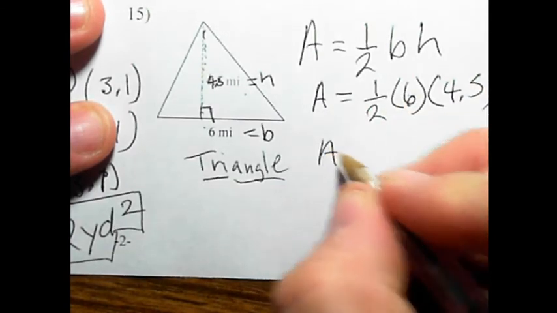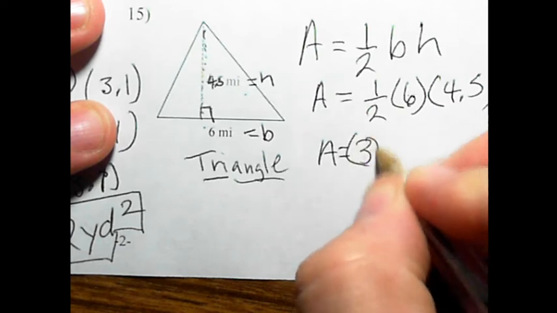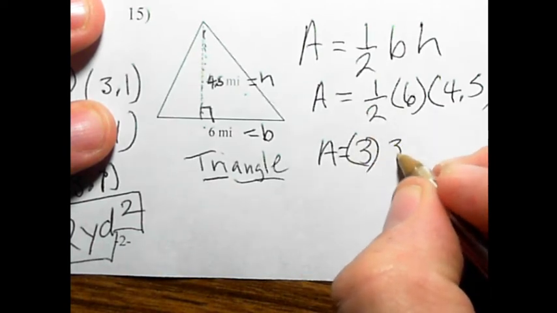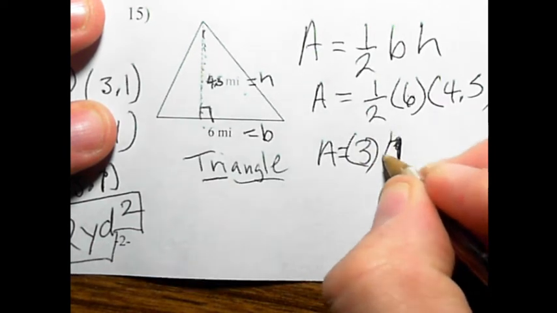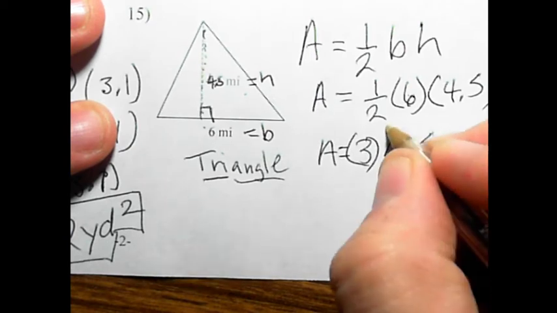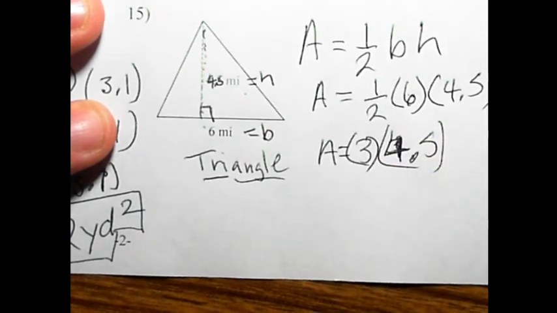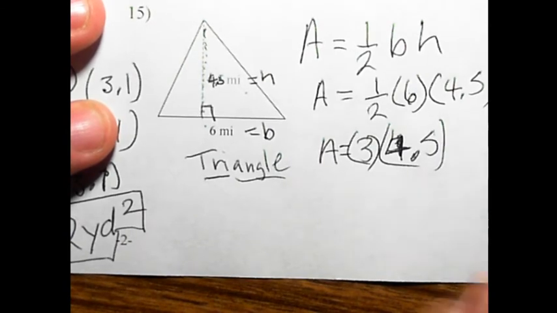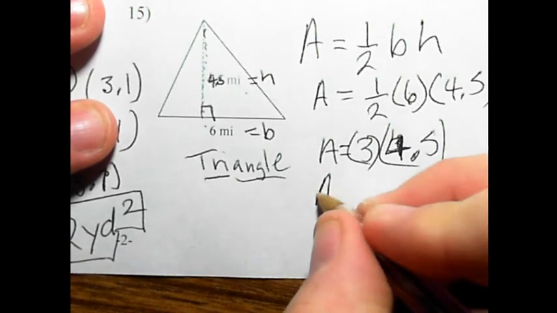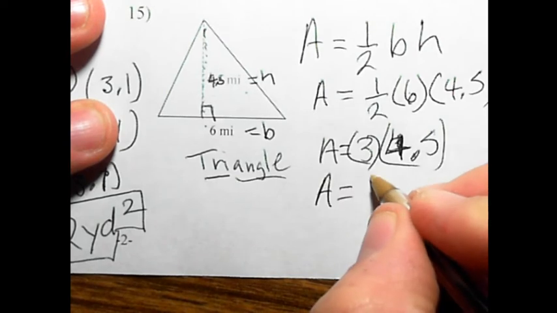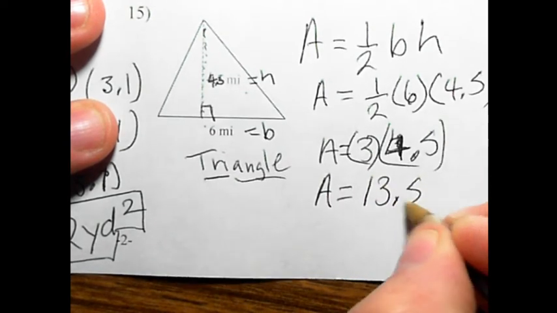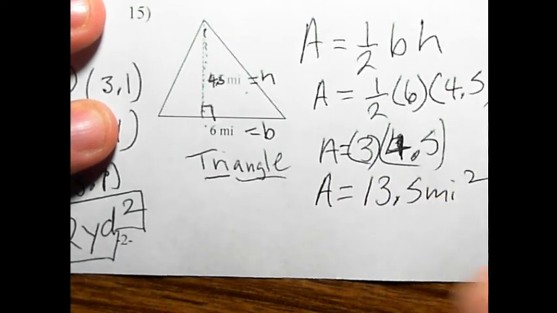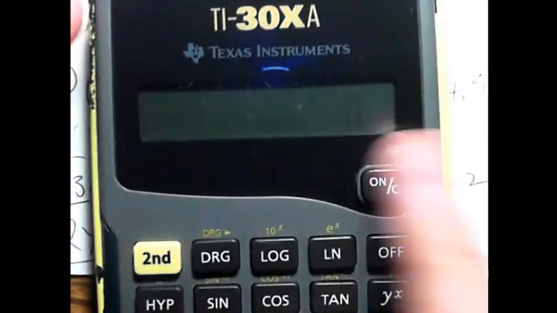1/2 of 6 is 3. Times 4.5. 3 times 4 is 12. 3 times 0.5 is 1.5. 12 plus 1.5 is 13.5 miles squared. Let's just double check that to make sure.